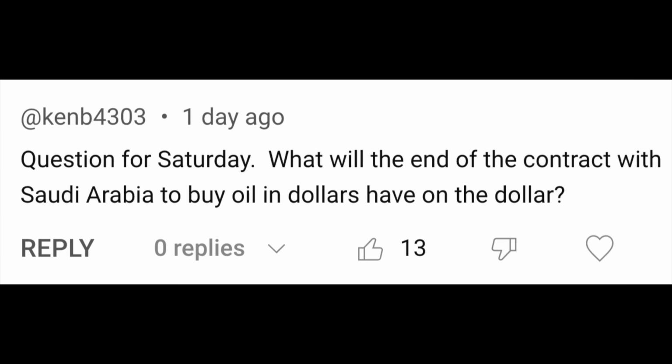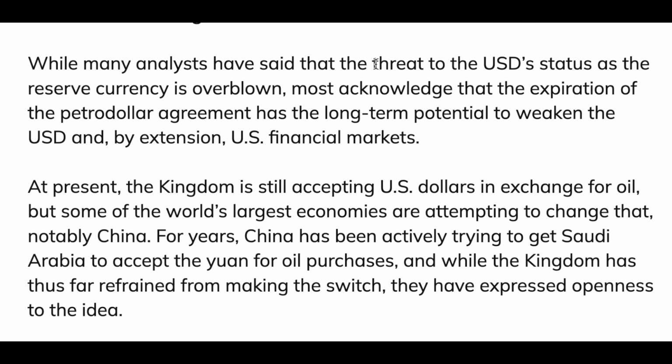Now, next one says, what will the end of the contract with Saudi Arabia to buy oil in dollars have on the U.S. dollar? And this is a good question. I'll try not to go too in-depth and bore people to death, but I understand, obviously, the world's currency, right? So when you look at this, a lot of analysts say, okay, you've got the petrodollar agreement expiring, and we've had that in place for quite a while now, right?